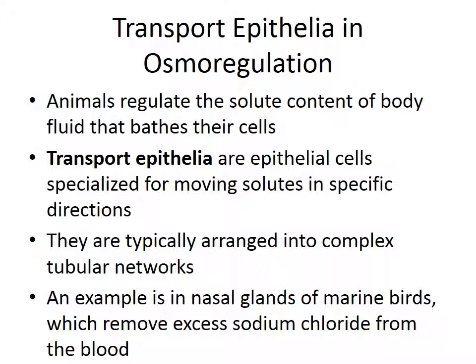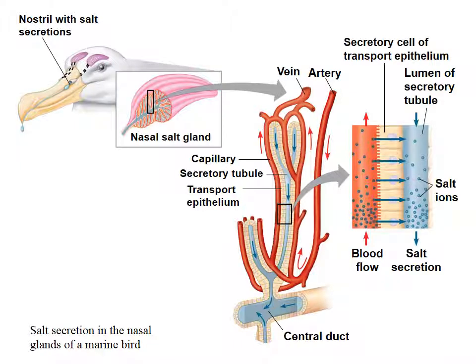So animals will regulate the solute content of body fluid that bathes their cells. And they have transport epithelia. These are epithelial cells that are specialized for moving solutes in specific directions. These cells are typically arranged into complex tubular networks. An example is in the nasal glands of marine birds, which remove excess sodium chloride from the blood. And here you see this bird, and from his beak you will actually see drops of very, very salty stuff falling out, and that is because he is trying to get rid of excess salt that he's taking in along with his food.